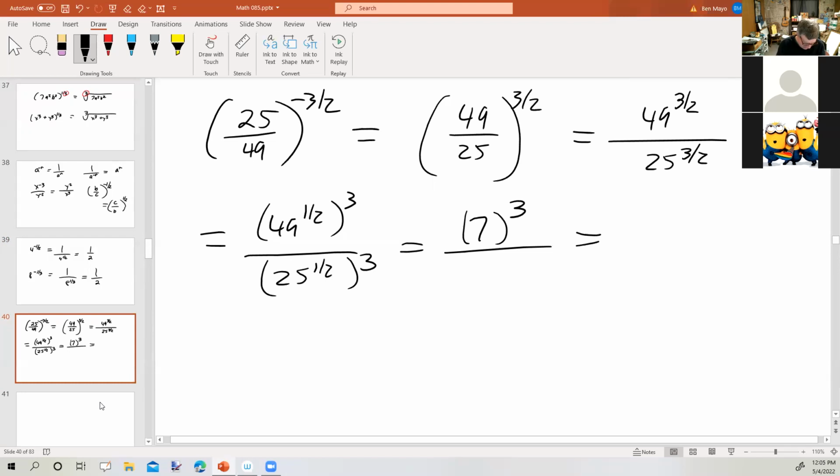Let's see, 7 times, helps if you turn it on first. 7 times 7 times 7 is 343. I was only off by 100. And then the square root of 25 is 5. 5 cubed is 125. Any questions about that? Okay.